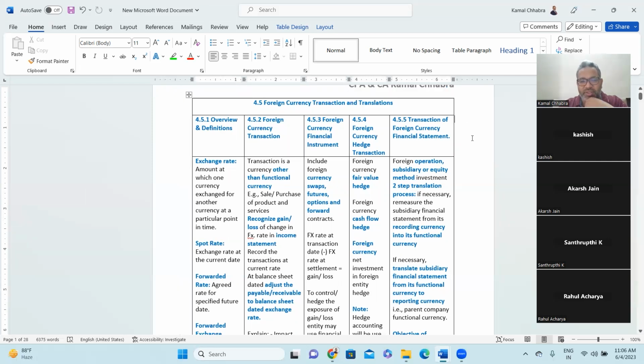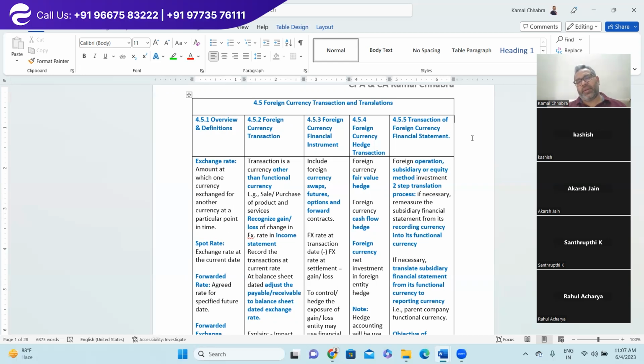Any idea? What is exchange rate? Sir, it is when one currency gets exchanged for another currency at a particular point. So what is the exchange rate of dollar to INR? Sir, I guess it's 82.4. Yeah. So that is called exchange rate. Very simple. It is the amount at which one currency is exchanged for another currency at a particular point of time in the open market, or you can say in the general market, which is available. Like we all know, dollar to INR is around 82 rupees. In the same way, different currencies have different exchange rates.